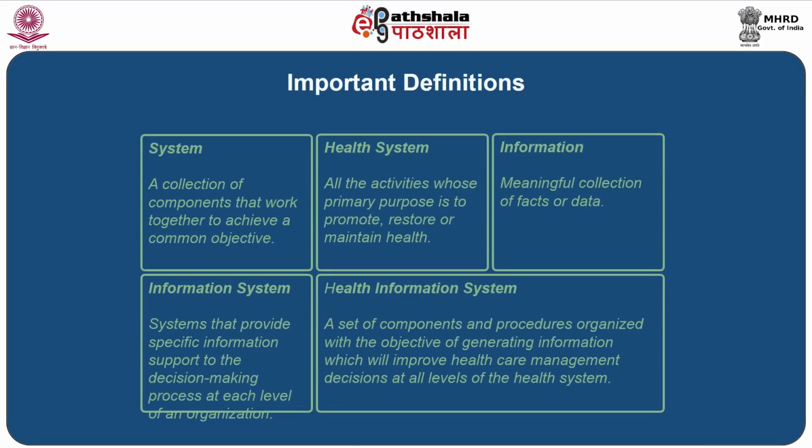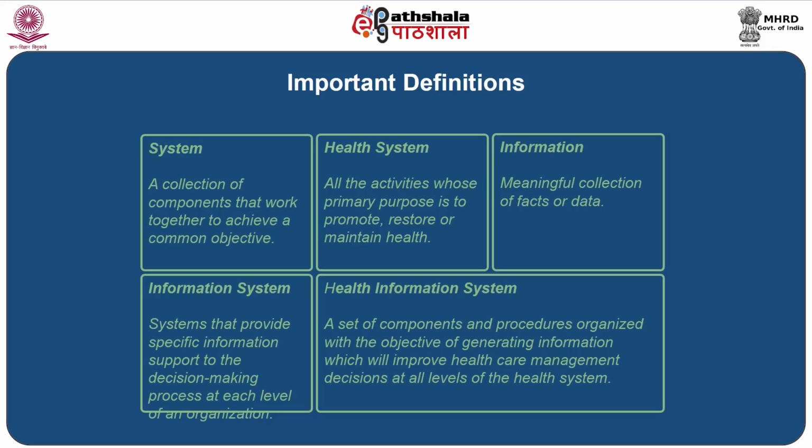What is a system? A system is a collection of components that work together to achieve a common objective. And what is a health system? A health system includes all the activities whose primary purpose is to promote, restore, or maintain health. And information is any meaningful information or data or facts.